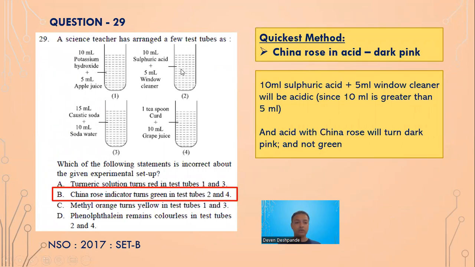So in solution 2 and 4, again 1 teaspoon curd and 10 ml grape juice. So again this is an acidic solution, isn't it? The juice is a bit acidic. So that's why in acid the China rose will turn dark pink and will not turn green.